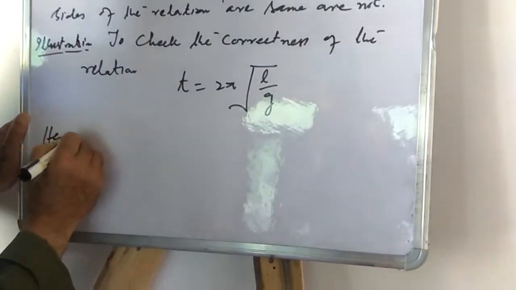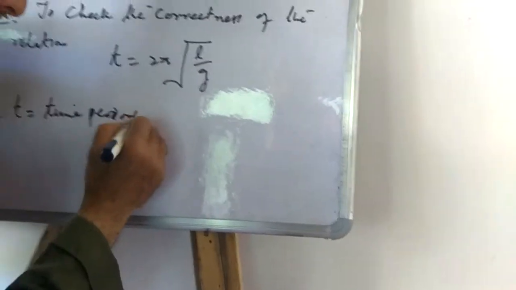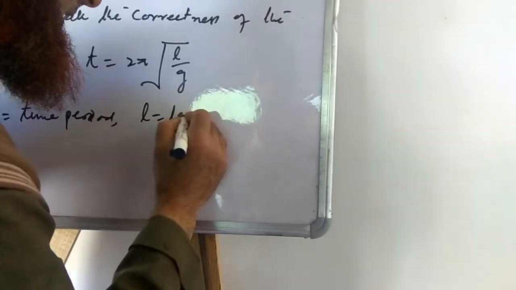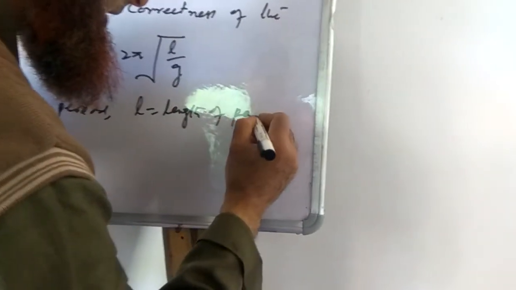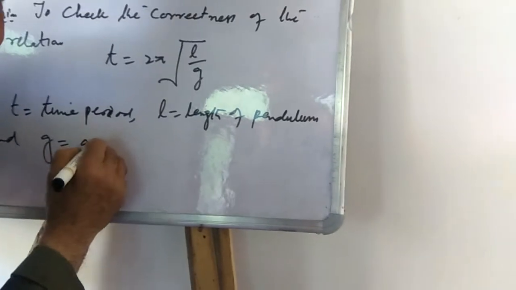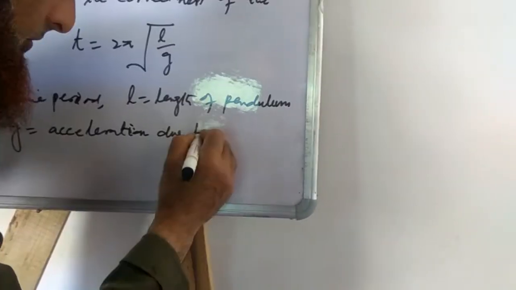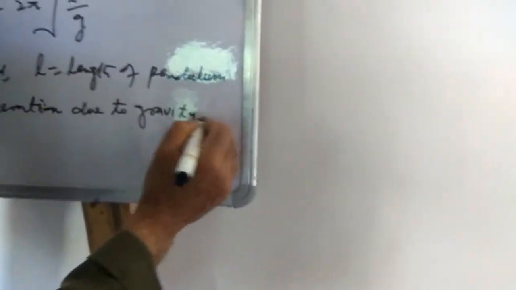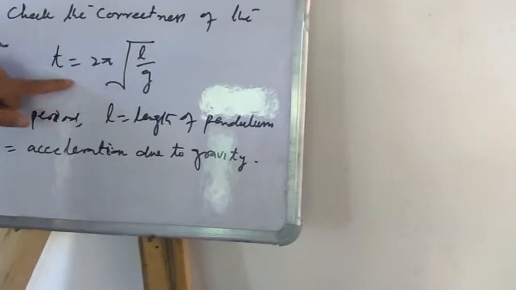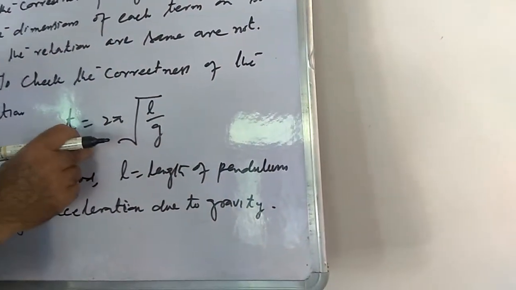Here T is the time period of a simple pendulum, L is the length of the pendulum, and g is the acceleration due to gravity. Now, dear students, we will check whether T is equal to 2 pi under root of L by g is dimensionally correct. That means the left hand side is equal to the right hand side, but dimensionally. If the two sides have the same dimensions, then we can say the equation is dimensionally correct. Let us check it.